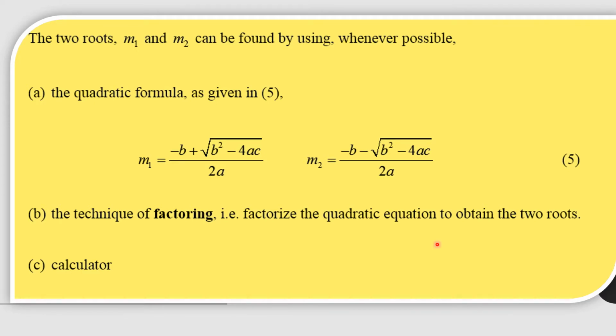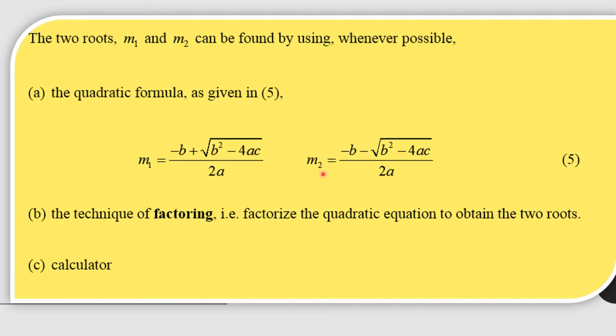The auxiliary equation is of second degree, and therefore when you solve it, we'll get two roots, which we call them m1 and m2. Now, how do we solve to get m1 and m2? There are various ways to get the answers for m1 and m2. We can use quadratic formula as given in equation number 5. m1 is negative b plus square root of b squared minus 4ac all over 2a, and m2 equals negative b minus square root of b squared minus 4ac all over 2a. So this is the quadratic formula to find m1 and m2.